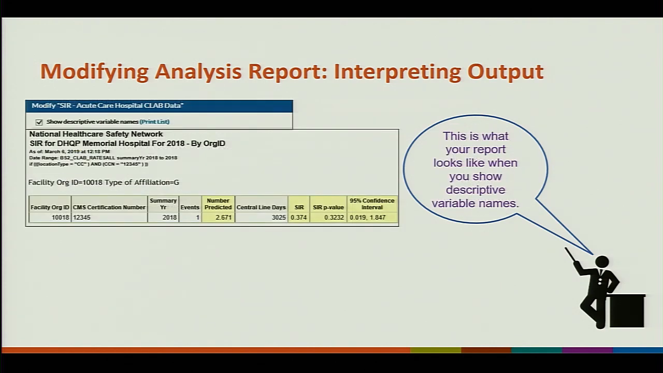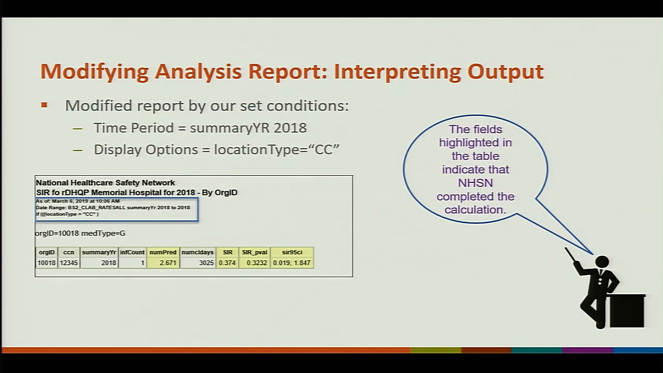All right, interpreting the output. This is what your report looks like when you show descriptive variable names. Oh yeah, I wanted to show you that. A few slides ago, I showed you the option to select show descriptive variable names. When I did not select it, this is not showing those variable names. These are just the default names that we created to organize these data sets.